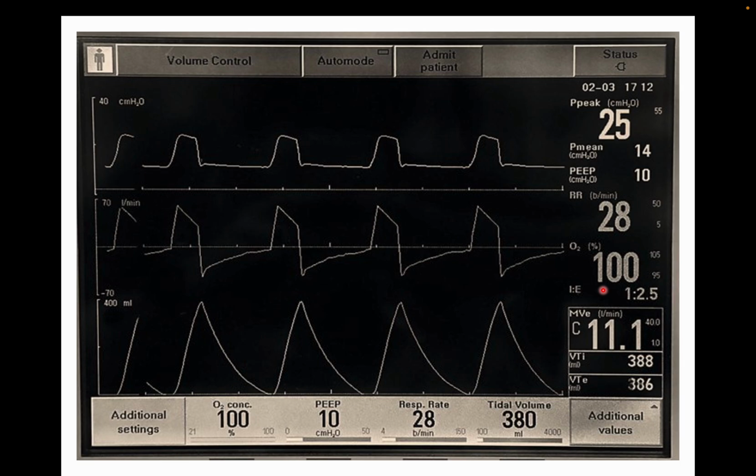But the problem with this, if you decrease the expiration, it won't give enough time. Like if you decrease the I by E ratio to 1:1 or something, it won't give enough time for whatever tidal volume is inhaled to get out of the lung. Expiration time is decreased. So what will happen? Some amount of tidal volume is retained in the alveoli itself, because we didn't give enough time for the lungs to exhale. So it will cause a volume retention at the end of expiration before the next breath is taken. So this generates auto PEEP.